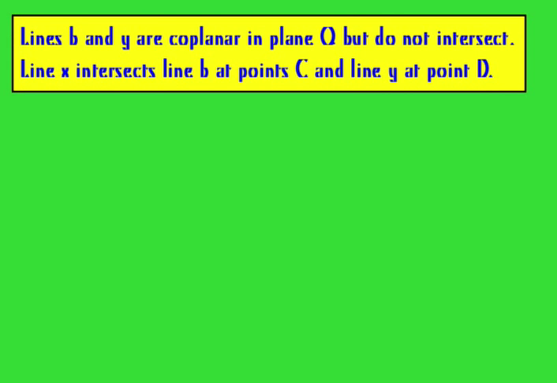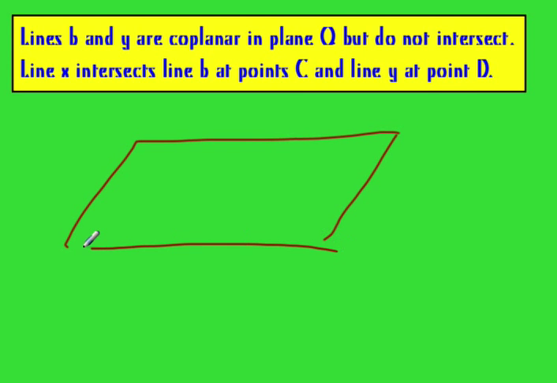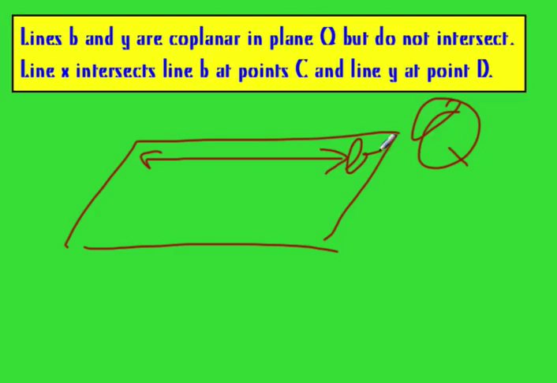So I just want to do a quick review of graphing some of these points and plane stuff because I know they can get confusing, so I thought I'd do another example. So it says that lines B and Y are coplanar but in plane Q but do not intersect. So let's start by drawing plane Q. Okay, so lines B and Y are coplanar, which means that B and Y are on the same plane. Remember, planes, capital script letter. Lines, lowercase script letter.